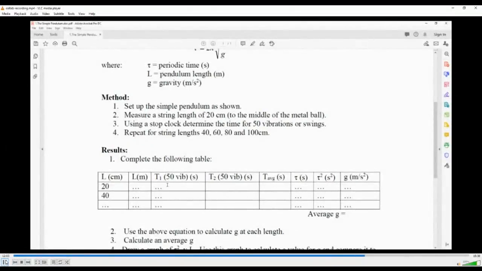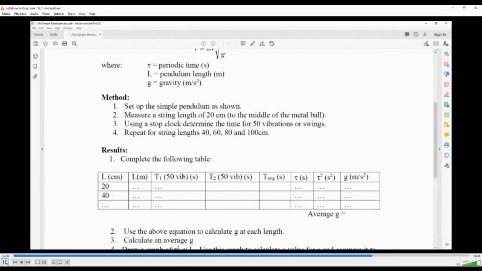And then we're going to do the experiment twice at each length, so we're going to get T1 and T2. We're going to get the time for 50 vibrations, and then repeat that for 20 centimeters, and we're going to get this average. Why are we doing that? Again, we're doing that to minimize the error.